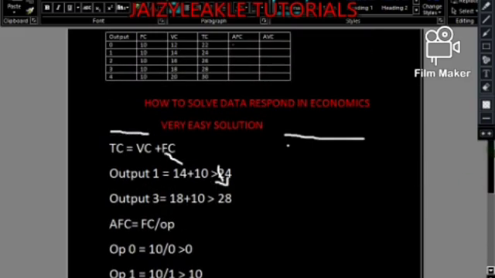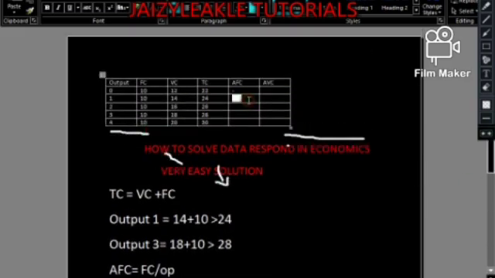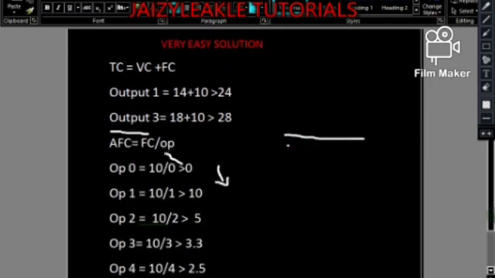So we fix it in the table. We go back to the table and fix it there. The first one is 10, the second one is 5, the third one is 3.3, and the fourth one is 2.5. So now let's check how to solve the average variable cost.